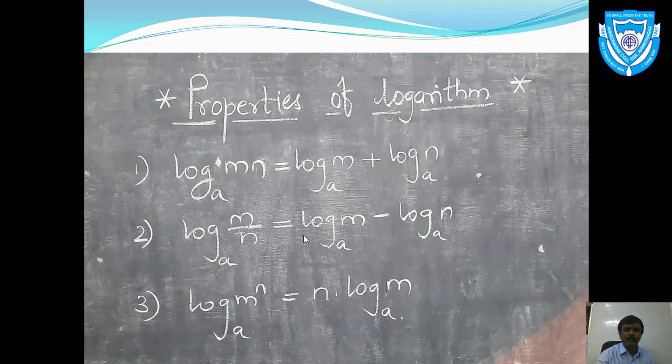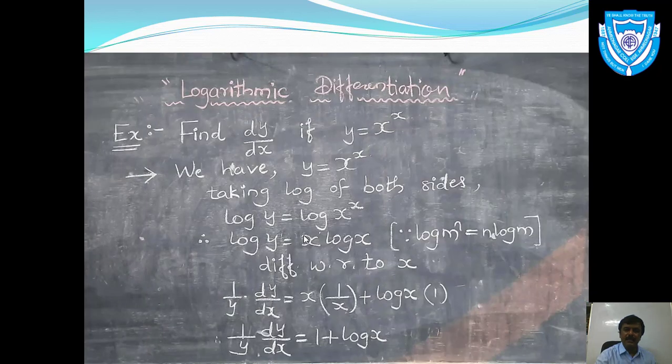In the third property, you can see that log of m raised to n can be written as n times log m. मतलब पावर में जो n है ना वो पहले लिखा है वहां पे राइट हैंड साइड में, that is n into log m to the base a. We'll use the same property to simplify the right hand side. Using the same property, we can write log y is equal to x log x. So this is how we have simplified the given function by taking the log of both the sides.